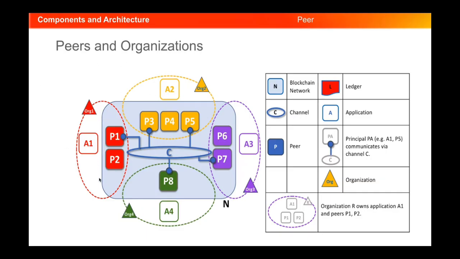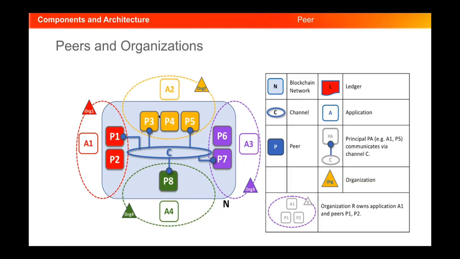As you can see, consider this as a network which is represented as N. You have a channel C and some circles around it. From this, you can see that P1 and P2 are connected to the channel, and there is an application A1 as well, and all these three entities are managed by organization 1. It's the same with organization 2 as well.